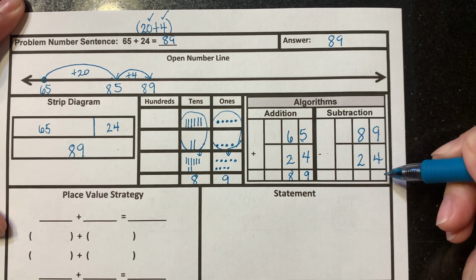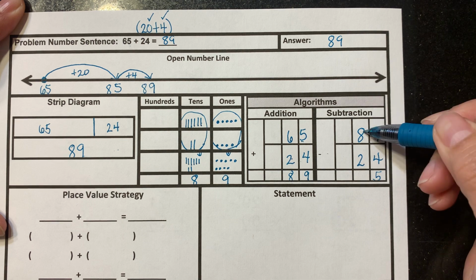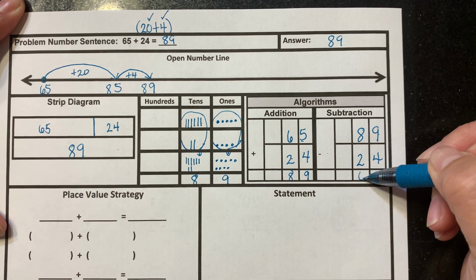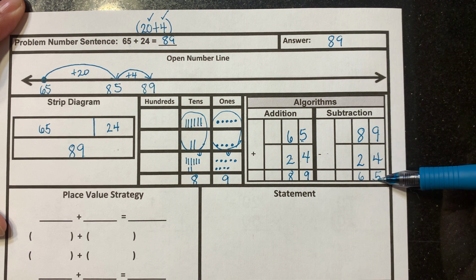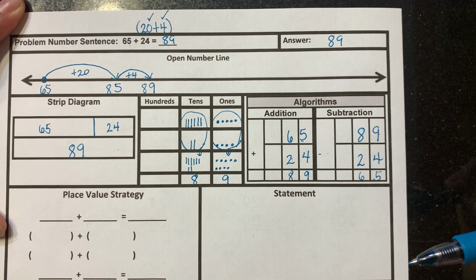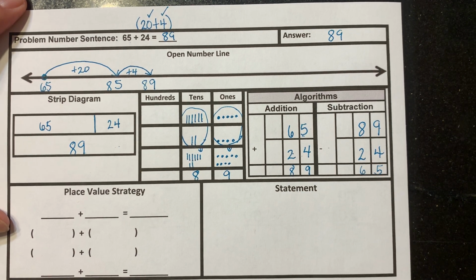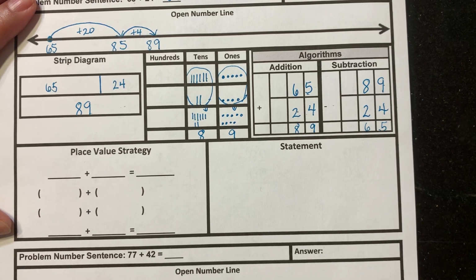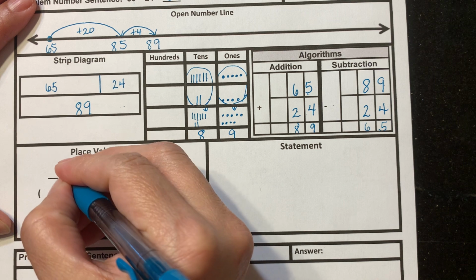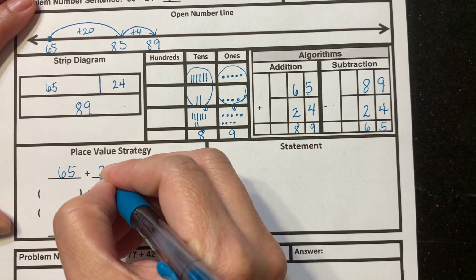9 take away 4, well, that's 5. And 8 take away 2, well, that's 6. So if you take a good look, it gives you 65, which is the top number. That means you are correct. All right, so this is how you check your standard algorithm. The next thing I'm going to show you is how to do the place value strategy. And I'm going to write my problem right here, 65 and 24.